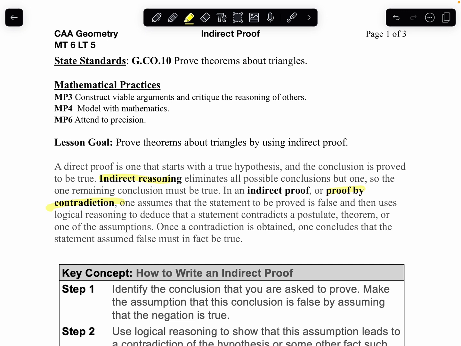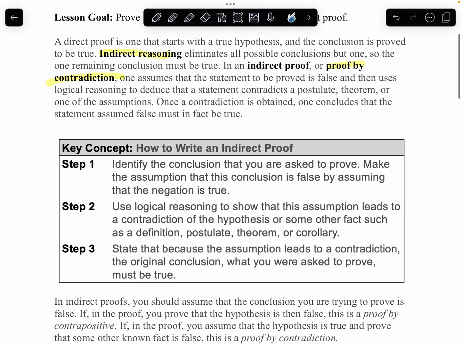When we do an indirect proof, we assume the opposite of what we're trying to prove. That's the real difference. There's an extra step in here, and our extra step is we're going to assume the opposite of what we're trying to prove. And then we're going to use regular reasoning, statements, reasons, everything else we do about proofs until you come to a contradiction.